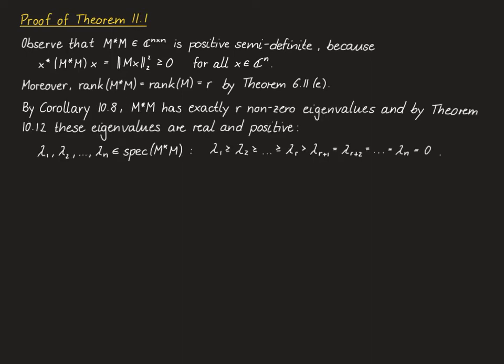Since M star M is positive semi-definite, by corollary 10.8 it has exactly R non-zero eigenvalues, and by theorem 10.12 these eigenvalues are real and positive. Or written in mathematical notation, if lambda 1 through lambda n are the eigenvalues of M star M, then we have that lambda 1 through lambda r are all greater than 0, and the rest of the eigenvalues, lambda r plus 1 through lambda n, are equal to 0.